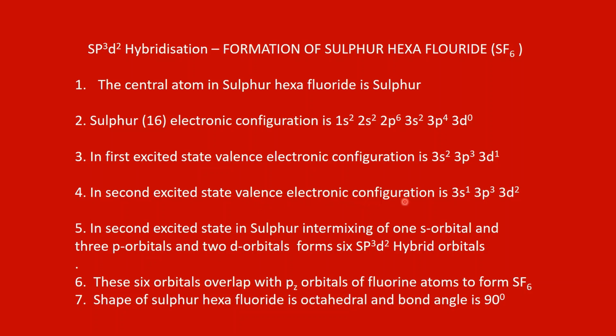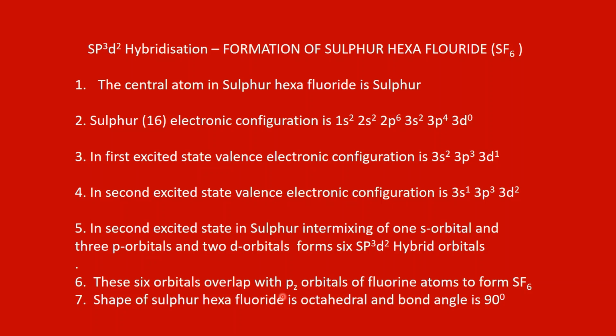In second excited state, valence electronic configuration of sulfur is 3s1, 3p3, 3d2. Here also, one electron from 3s orbital moves into 3d subshell. So sulfur has 6 unpaired electrons in valence shell. With these 6 unpaired electrons, in second excited state, sulfur intermixes 1 s orbital, 3 p orbitals and 2 d orbitals to form 6 SP3D Square hybrid orbitals.